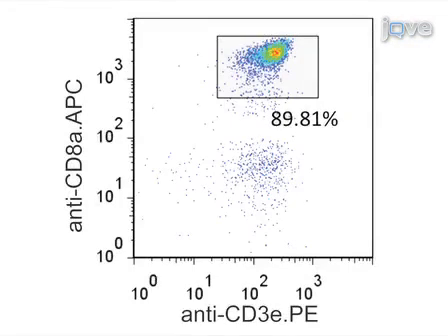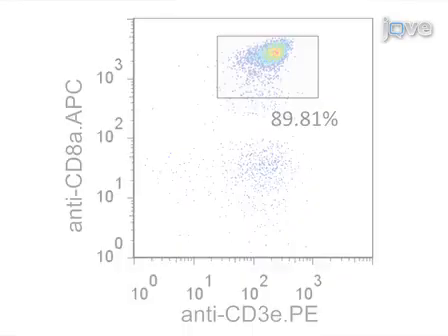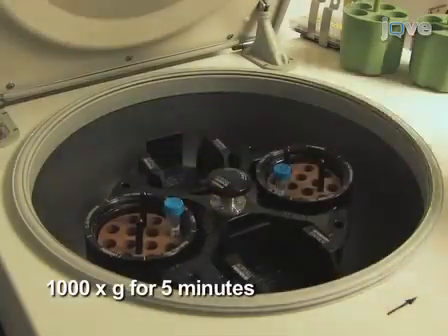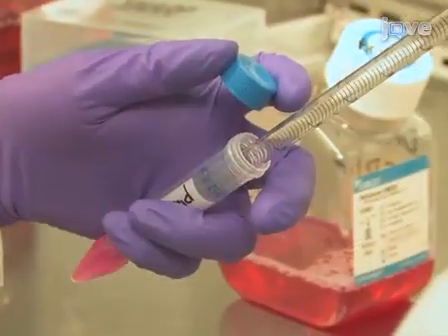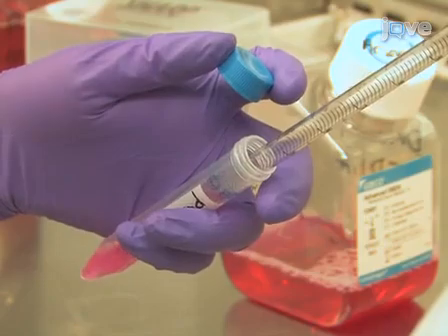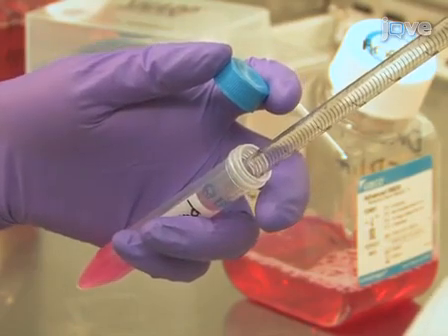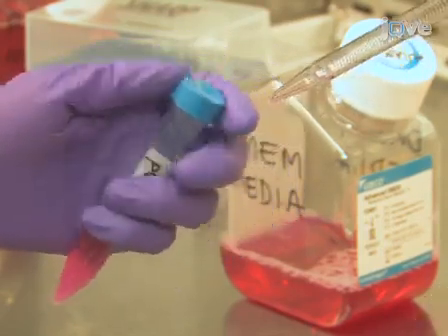Stain the cells with anti-CD3 epsilon and anti-CD8 alpha antibodies and analyze by flow cytometry. Next, centrifuge the cells at 1000 times G for 5 minutes and resuspend the cell pellet to 1 million cells per milliliter in rPMI medium with recombinant human IL-2.